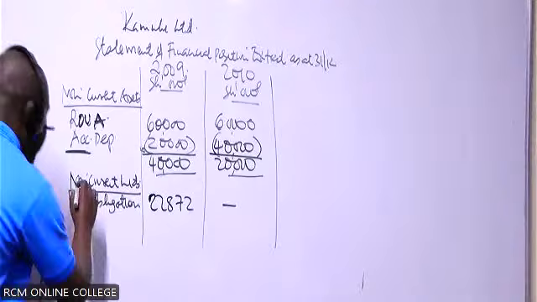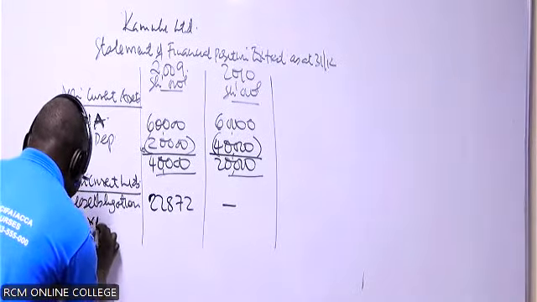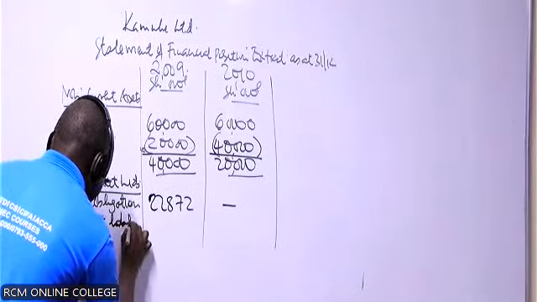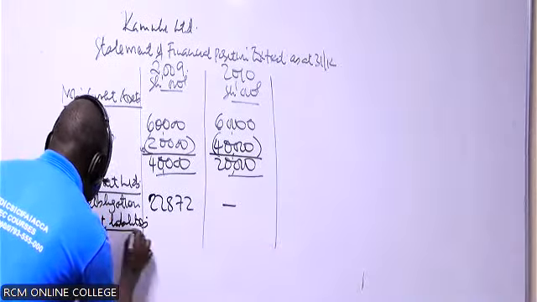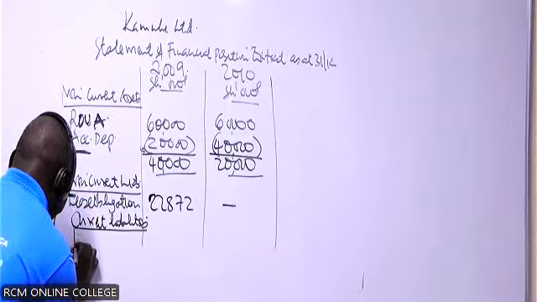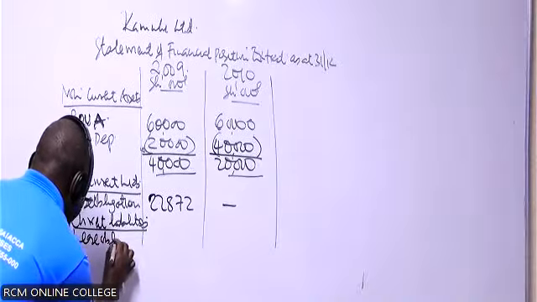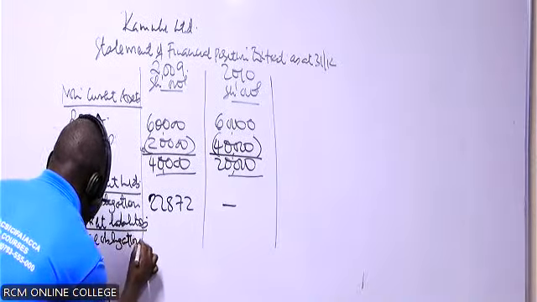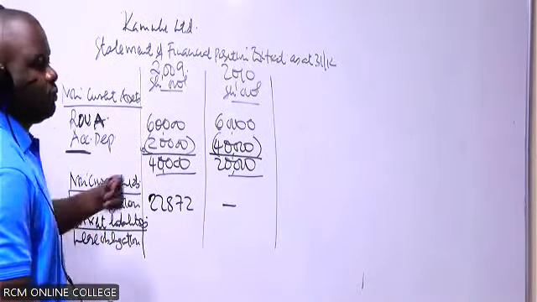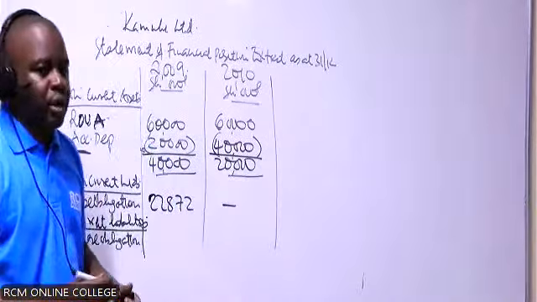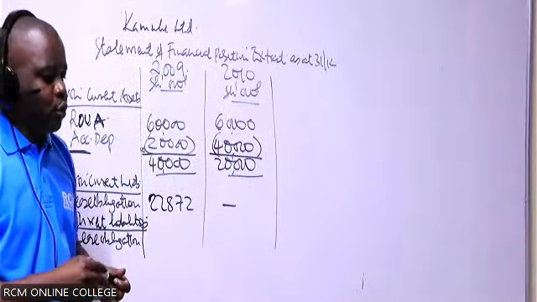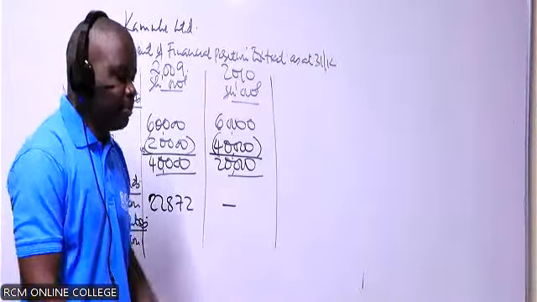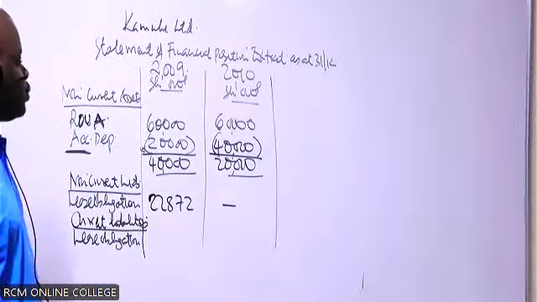Haya, tunakuja current liabilities. It is still a lease obligation. Hii tumesema you still pick for the subsequent year. And what are you having to pick? The principal amount. So you need to add them.